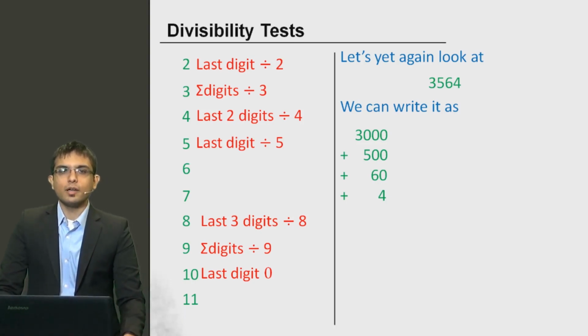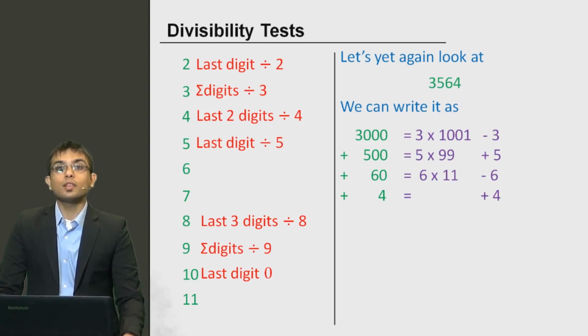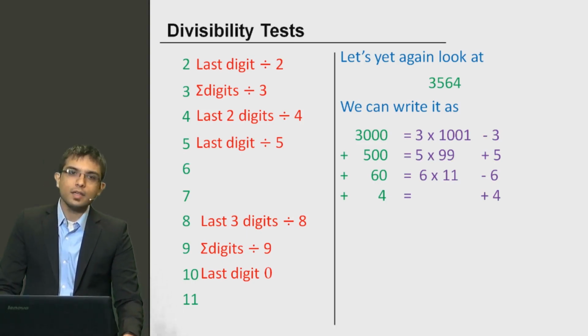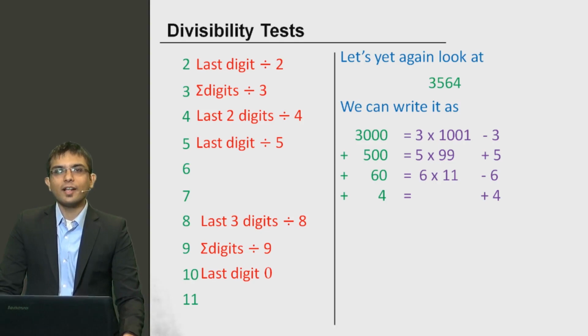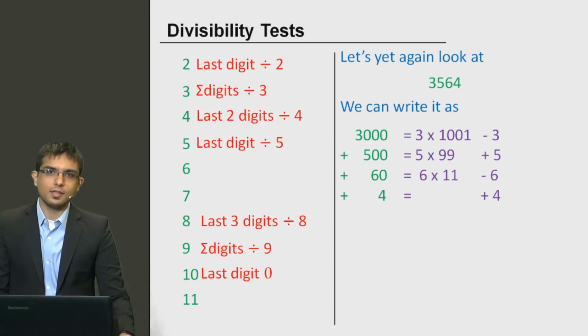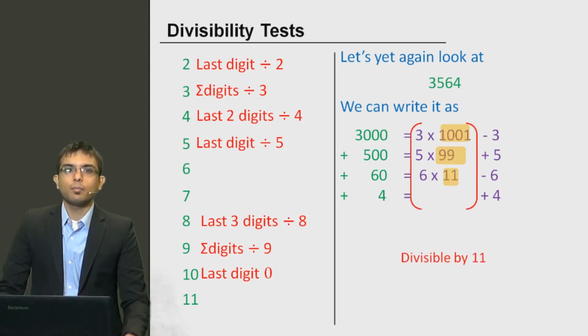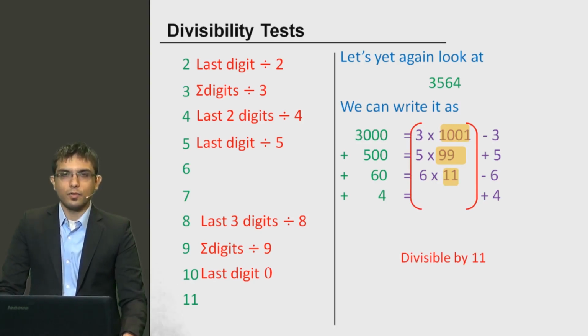So 3000 can be written as 3 into 1001 minus 3. 500 can be written as 5 into 99 plus 5. 60 can be written as 6 into 11 minus 6. 60 is 6 into 10, which is 6 into 11 minus 6. Now, if we consider these numbers, the numbers in the red brackets, 1001, 99 and 11, all of them are divisible by 11.